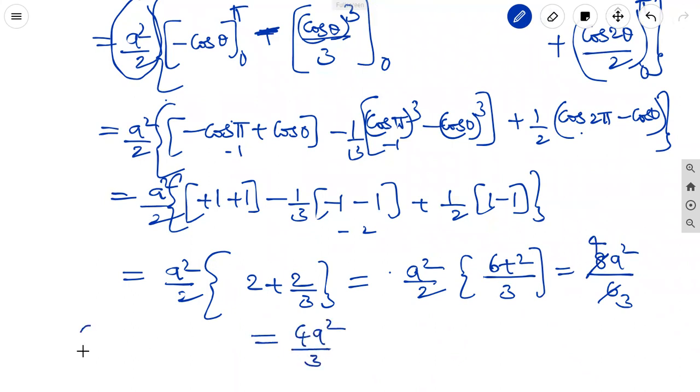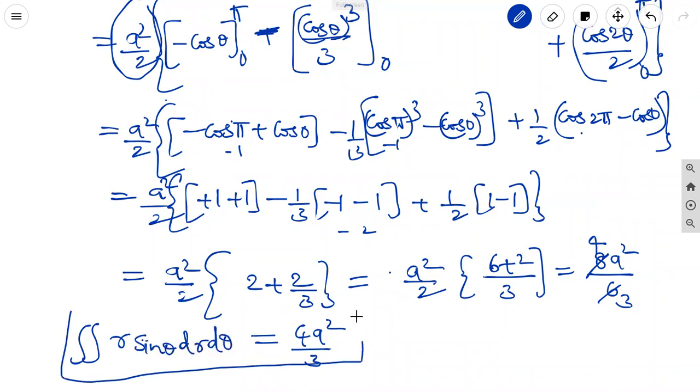This is the answer of the double integral of r sin theta dr d theta. Just concentrate. The bracket here is the bracket for all the terms. After the simplification, we are getting 4a square by 3 as the answer. It is a very, very important problem.